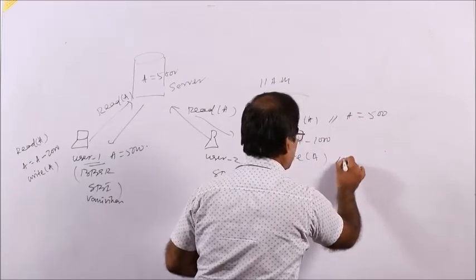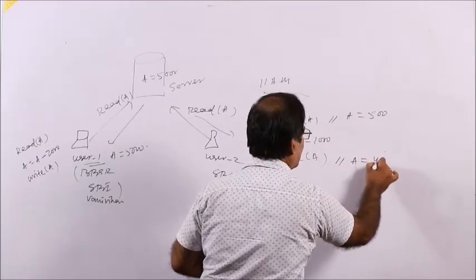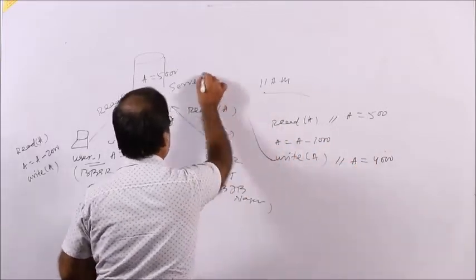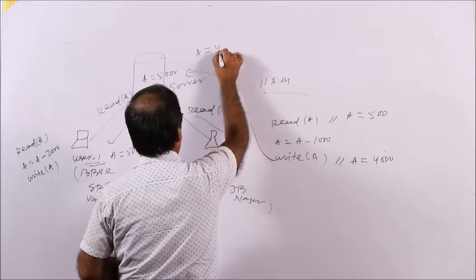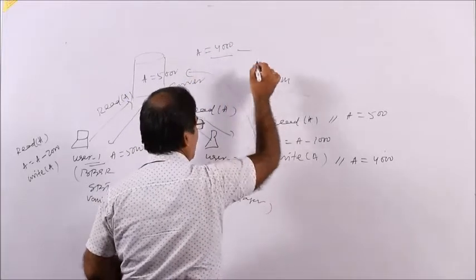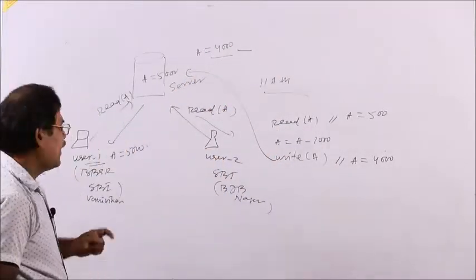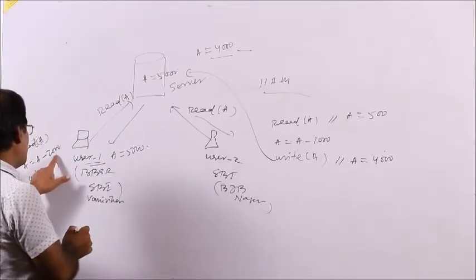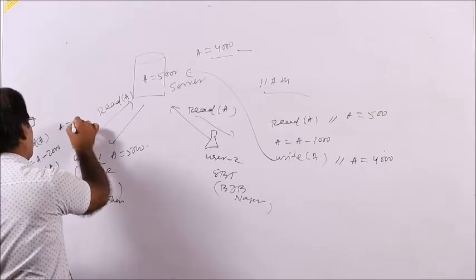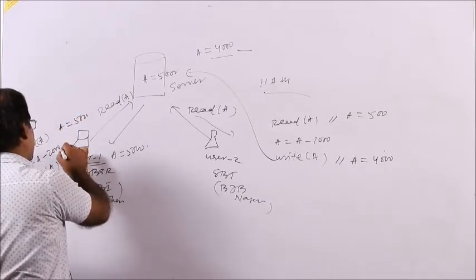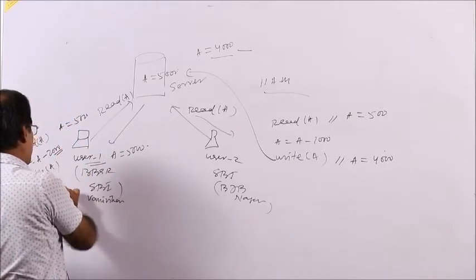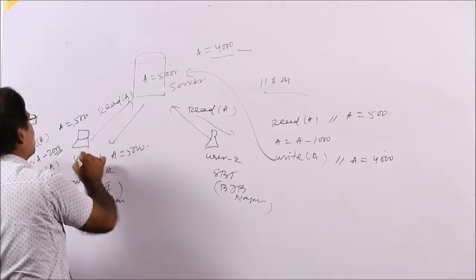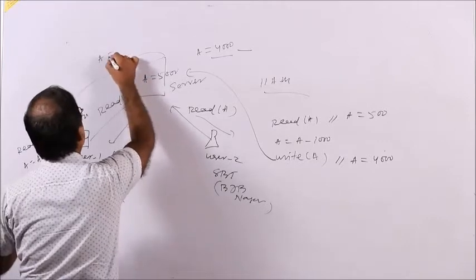To withdraw 1000, what value will be written? 5000 minus 1000, so 4000 will be written. So A will be 4000, written by user 2. Similarly, user 1 reads 5000, withdraws 2000, and what value will be written? A is equal to 5000 minus 2000, which is 3000. So A is equal to 3000 will be written.